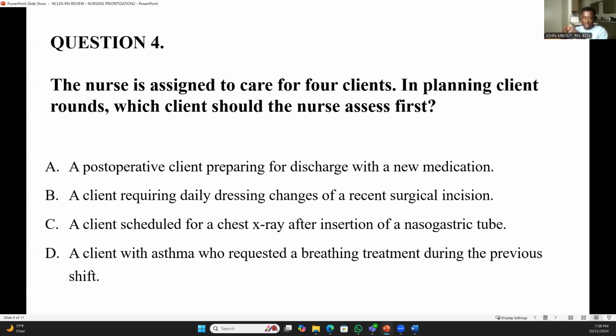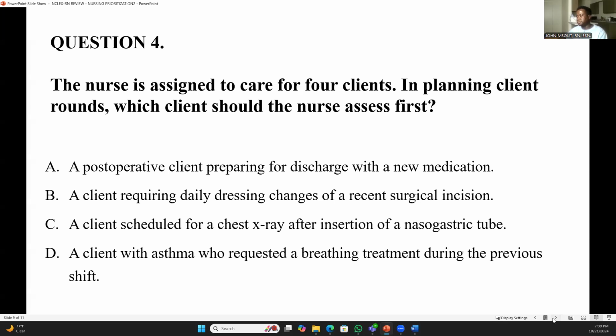Airway, breathing is very, very important. Airway is always a priority, right? That's how you go by elimination and you get to know which option you have to choose. So always make sure that you attend to the client with asthma who requested breathing treatment during the previous shift. The other patients are intermediate priorities. They are not urgent priorities, emergent priorities.